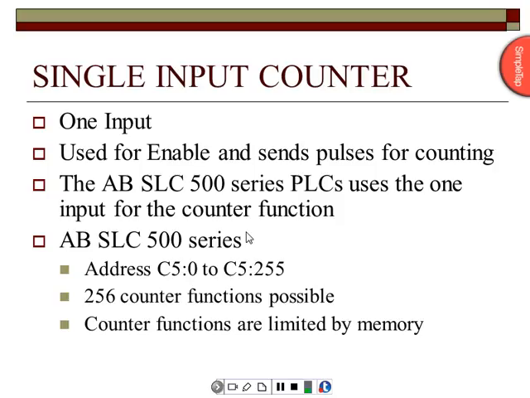That's correct. You'll address them as C50 or C56 or C525 or whatever, but you could even address it as C5255 if you wanted to, and that could be your first timer. I mean, it's entirely up to you what you address it.